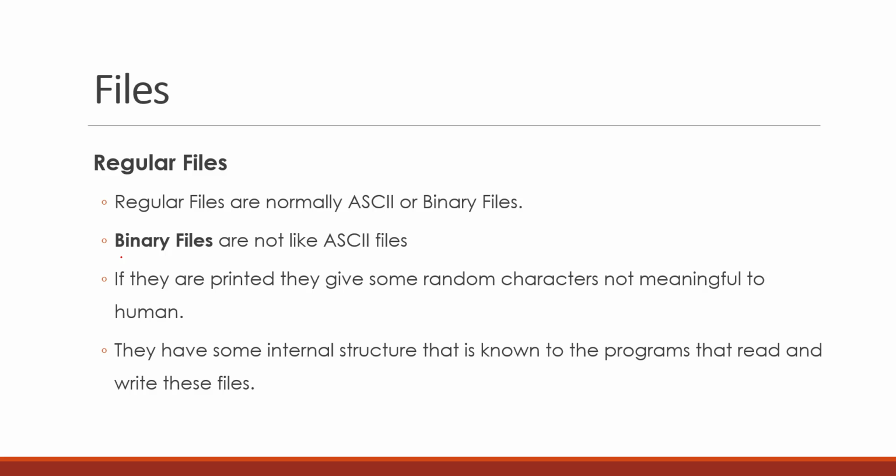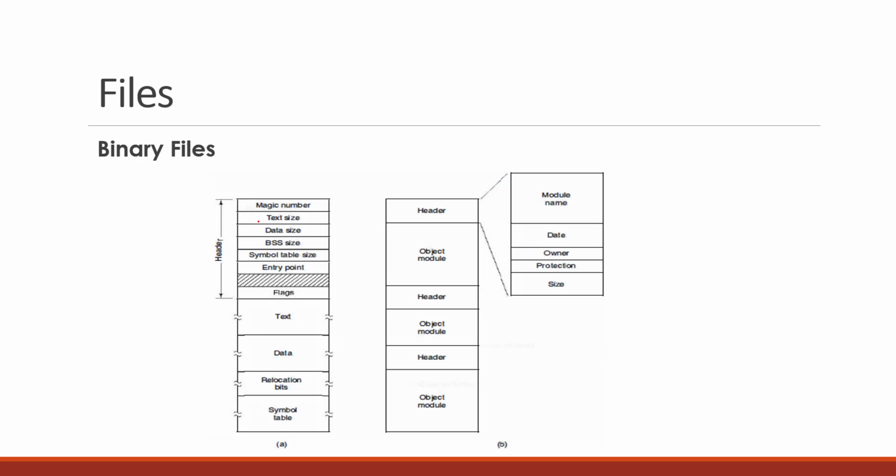The other types of files are binary files. These are not like ASCII files. A lot of binary files you can still open in Notepad, but you will see some random characters and they are not going to make sense to you. They are executable or binary files. They are not meant to be read by humans. They are meant to be read by machines. That's why you end up finding some random characters over there. So these are binary files.